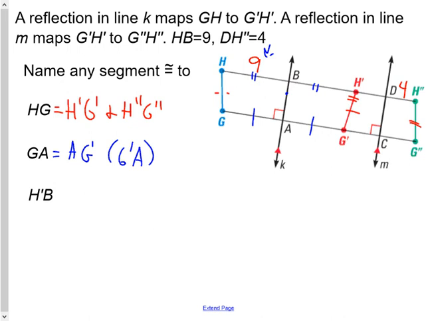Last one, H prime B. What's that congruent to? So we're talking about this distance here. That's congruent to HB and is equal to 9. It said congruent, so I might as well make them all congruent sides and fix my G that looks like a 6. And there it goes.